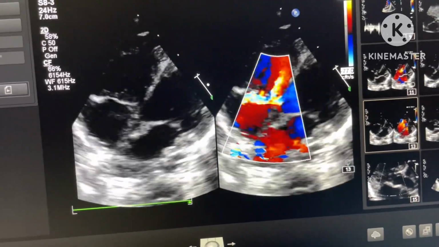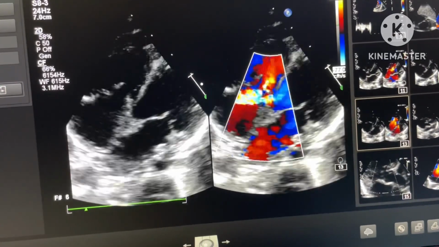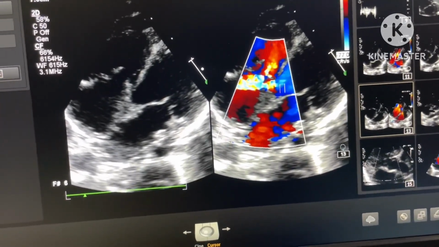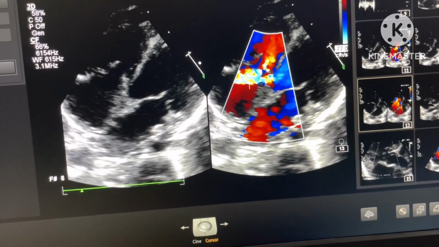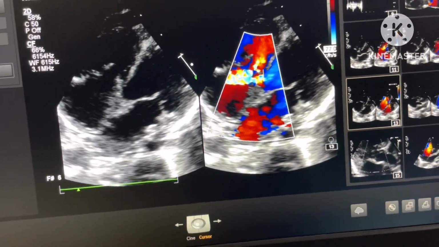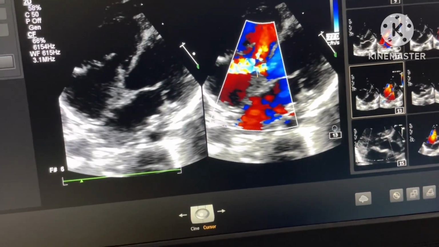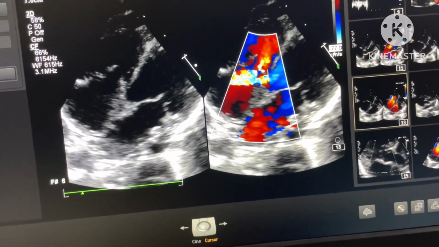You can see this image. This is left ventricle, this is right atrium, and flow is coming from left ventricle into right atrium without touching any portion of right ventricle. That is direct Gerbode defect. So this case is the perimembranous VSD with direct Gerbode defect.